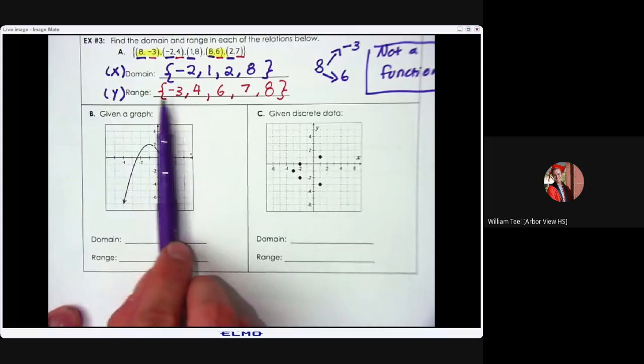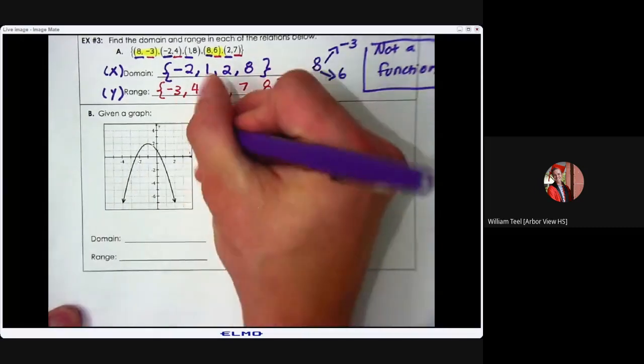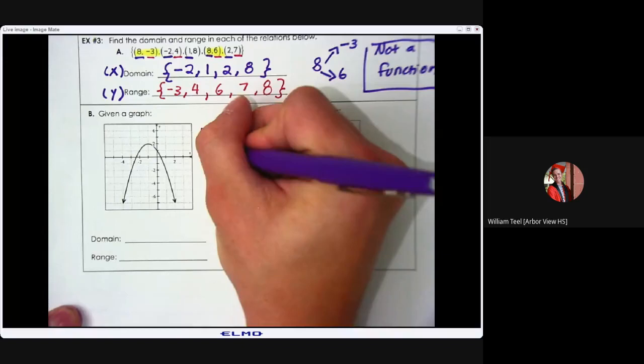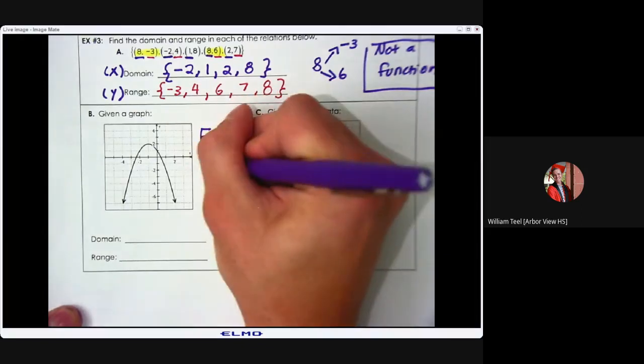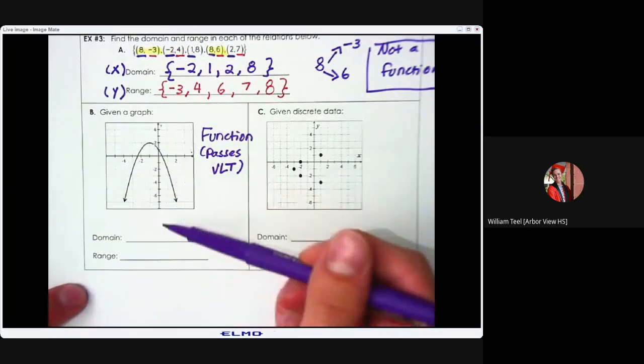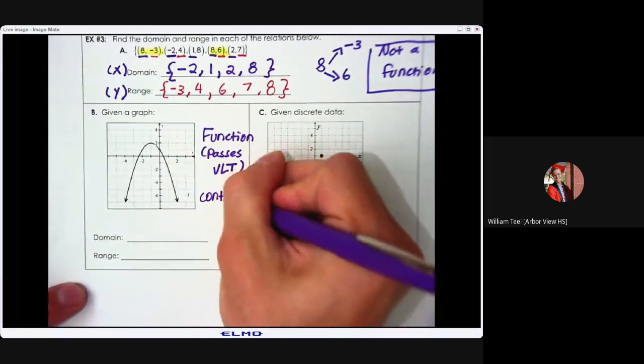Since this vertical line does not touch any more than one point at any given time, this means that this relation is a function. It passes the vertical line test. Let's say passes VLT. Also, something else I want you to note about this function: it is continuous. There is a straight line being drawn, and that's going to help us determine what our domain and range is going to be.